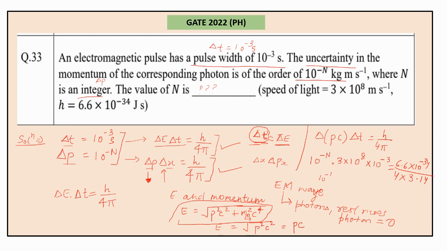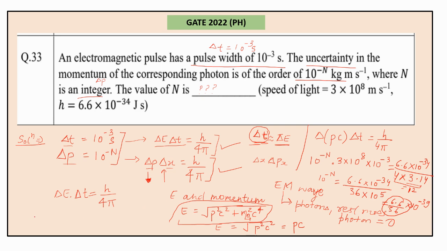10 raised to the power minus n is equal to 6.6 into 10 raised to the power minus 34. I'm just taking an approximation. So this is 4 and this I'm taking 3, so it is 12. Okay, I'm just taking a rough value of these. So 12 into 3, 36. 36 into 10 raised to the power 5. So this will go above, 6.6 upon 36. So it will give 10 raised to the power how much? Minus 39. It is less than 1, right?